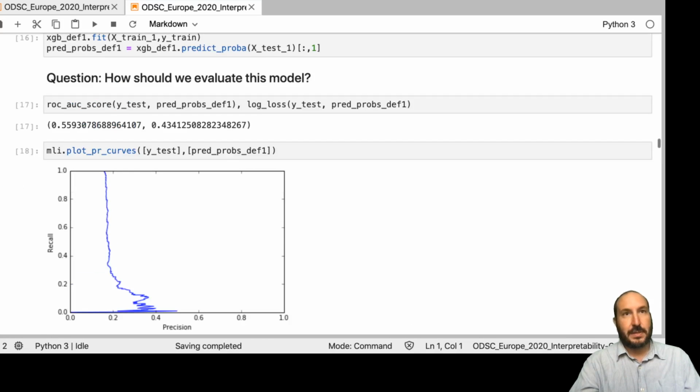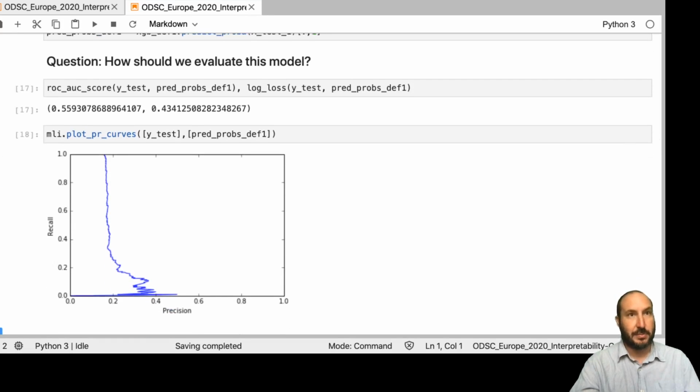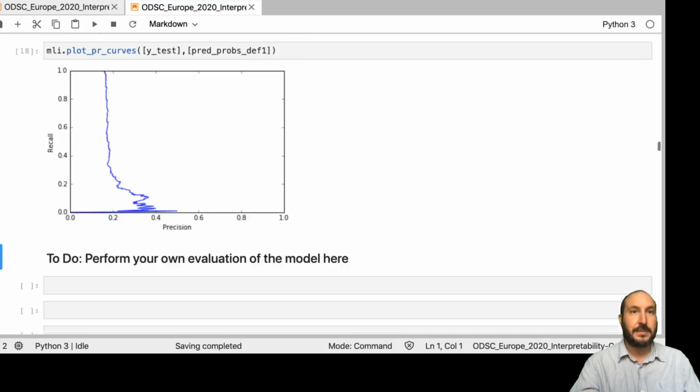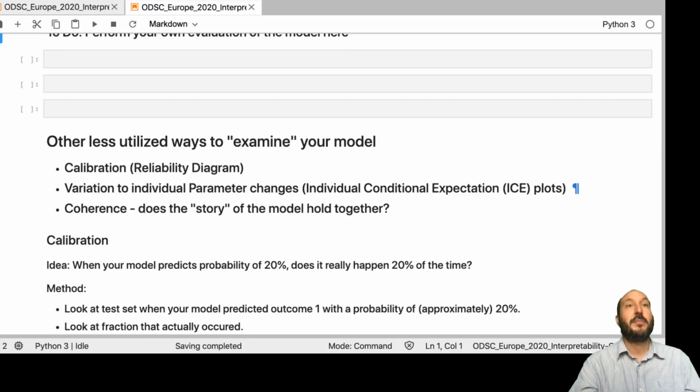So when you do this, you get some sense of how the models work, and this is probably how most people approach their model evaluation. But what I want to bring up in this lecture is some other less utilized but still very important ways to examine your model.